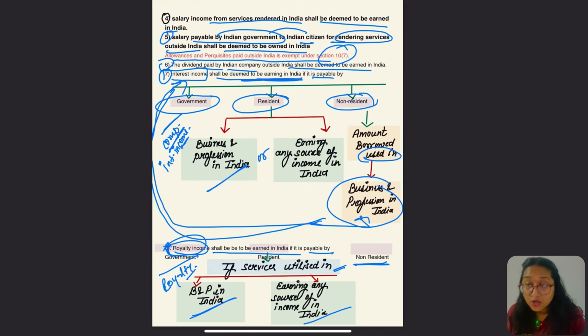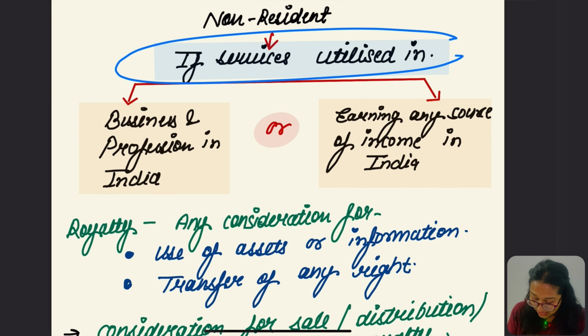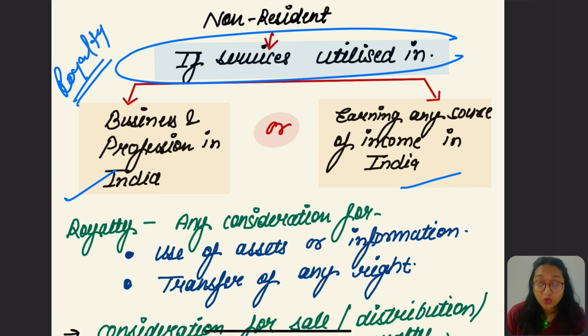But for the non-resident, let's check. If the service is utilized in business and profession in India, or earning any source of income in India, and from this the person is receiving royalty, in that case this would be income deemed to be earned in India. Hope this point was clear.